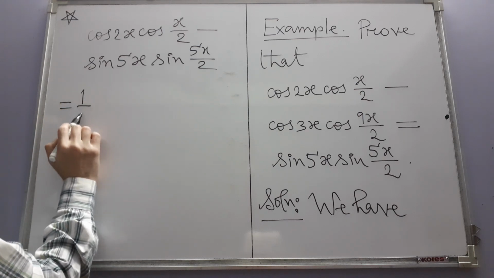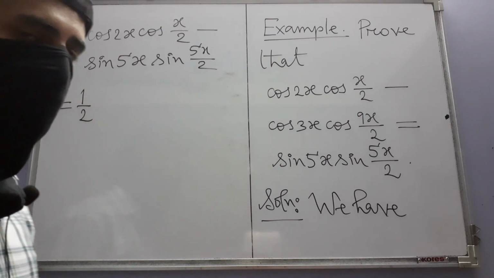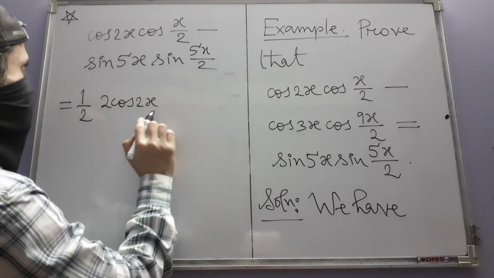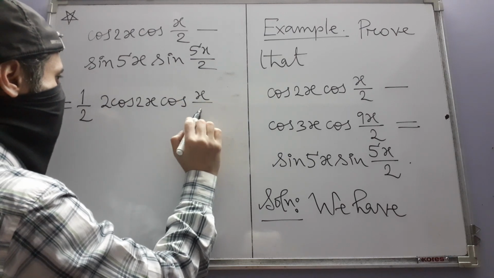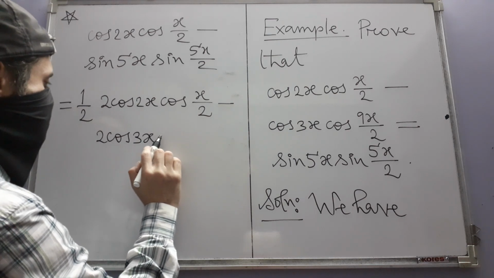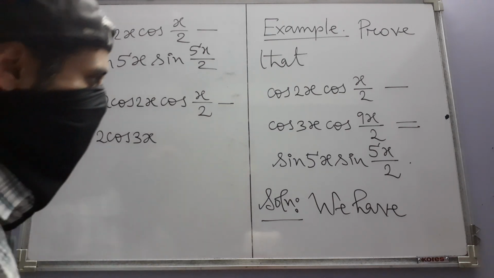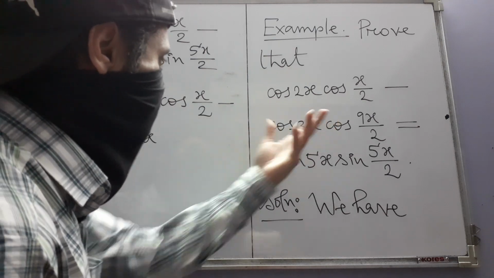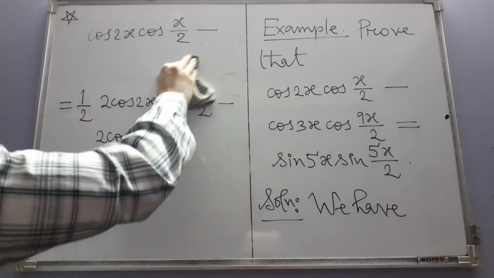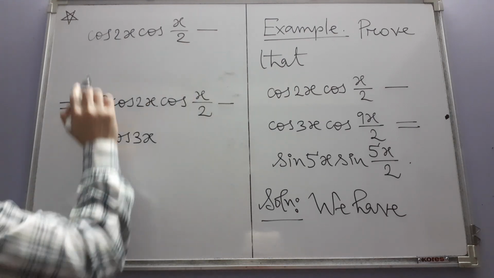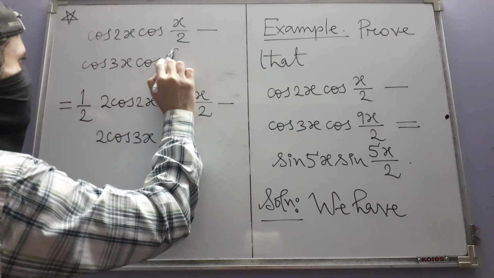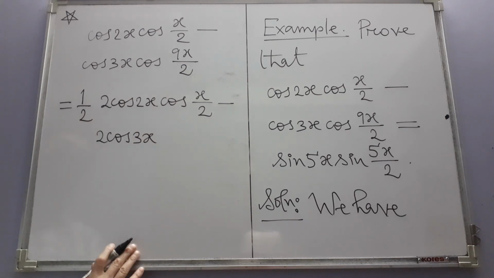So here what we are going to do is we will multiply and divide by 2. That way we will get 2 cos 2x cos x over 2 minus 2 cos 3x cos 9x over 2. Oh sorry, what did I write? I had to write this one here. See, this is how things go wrong. Yeah, sorry about that.